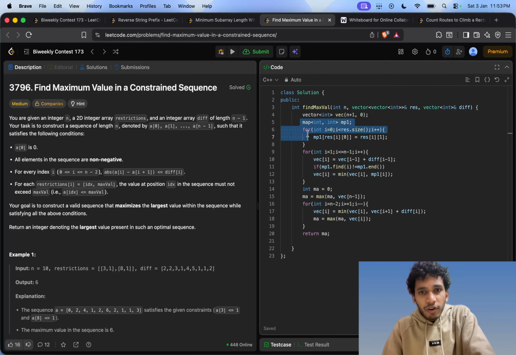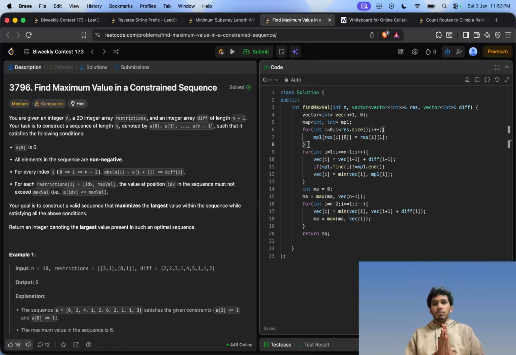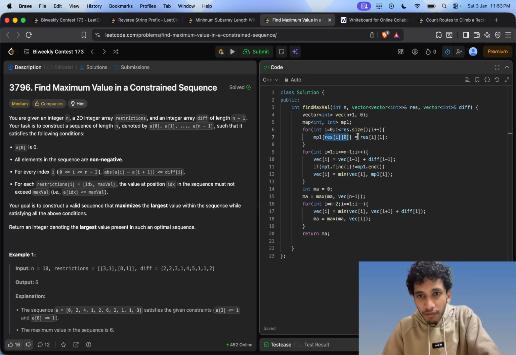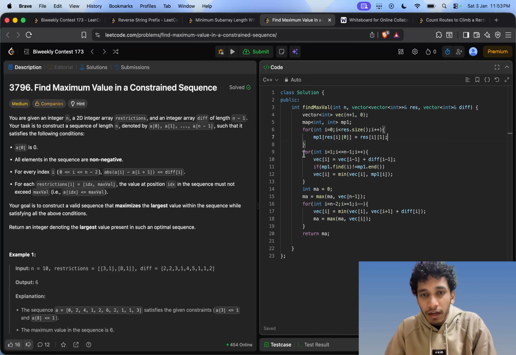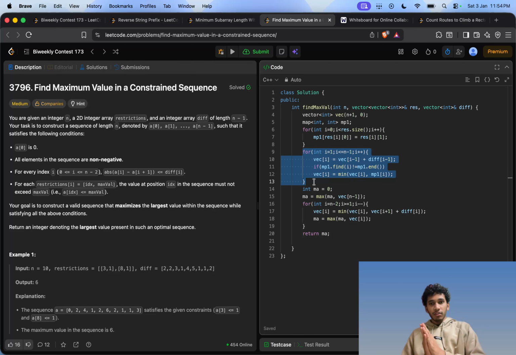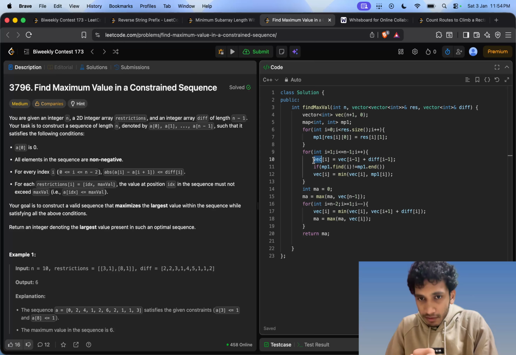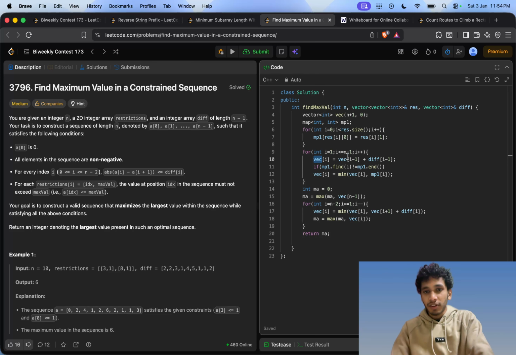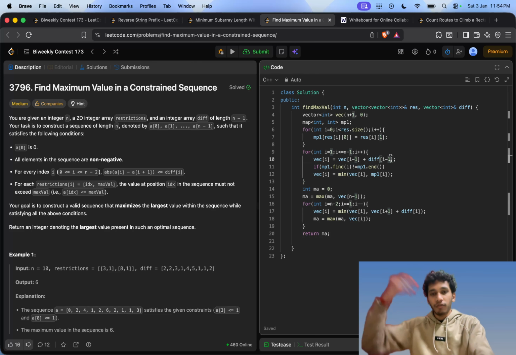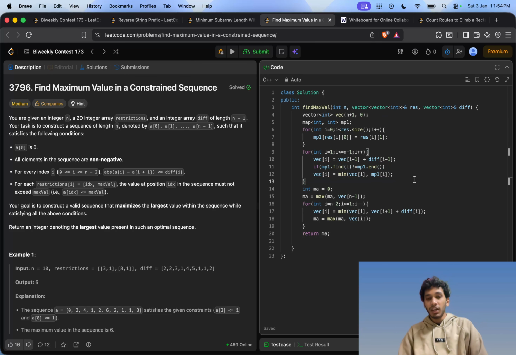Now keep a map for restrictive values so that we can make sure what the restrictive value is at what index. So for this index, the restrictive value is this. Now move forward from the first index up till the n minus 1th index. Now the current index, what is the maximum value it can achieve? It is the previous value plus the difference value. We want to maximize it, but if there is a restriction, we need to make sure that the value is smaller than or equal to the restrictive value. If it is already smaller, very good. So we take min with the restrictive value.